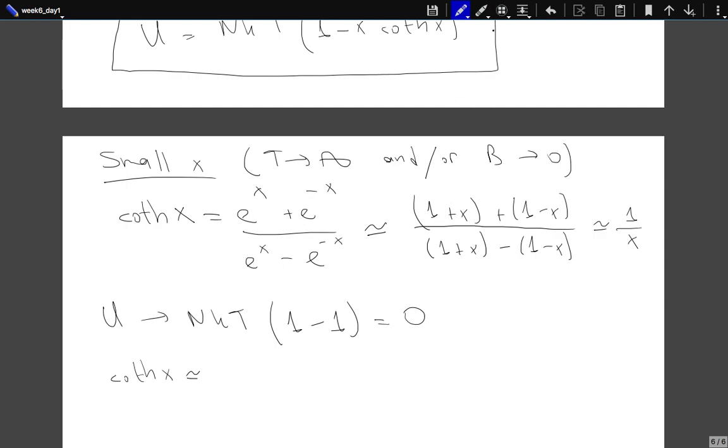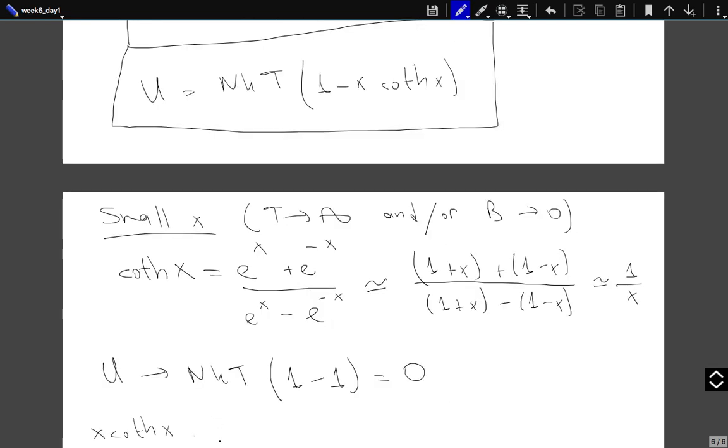Let us take x times cotangent hyperbolic x. You see, I cannot expand cotangent hyperbolic x around x equal to 0. It's not analytic at x equal to 0. There's this one over x. But I can Taylor expand x times cotangent hyperbolic x. That will be analytic at x equal to 0. In fact, that's what I need.